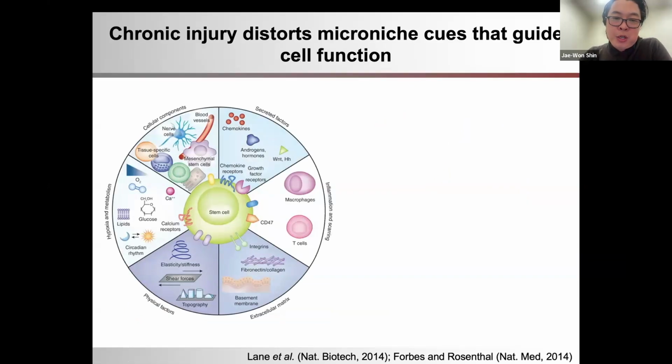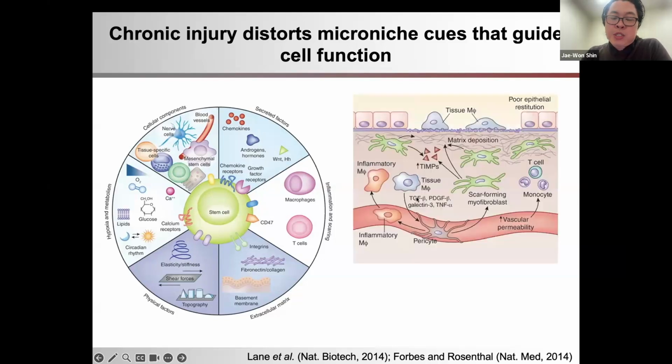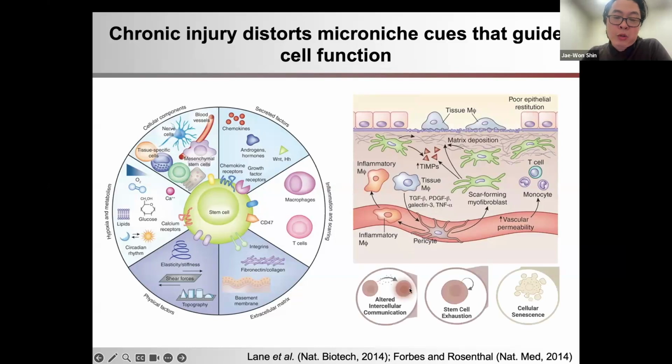And what happens when tissue is injured is that these signals coming from the surroundings, which are called either microenvironment or micro niches, themselves become compromised so that they can influence stem cells in a negative way, including cellular communication, exhaustion, and senescence.